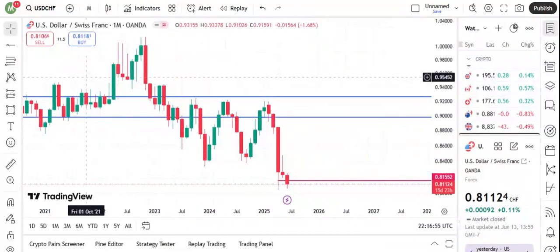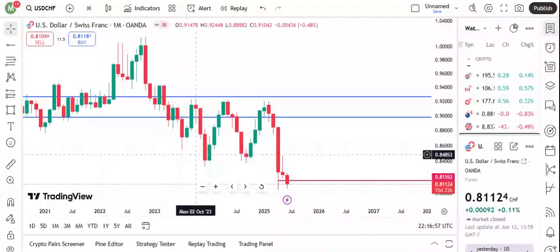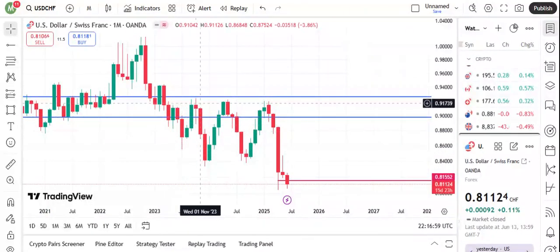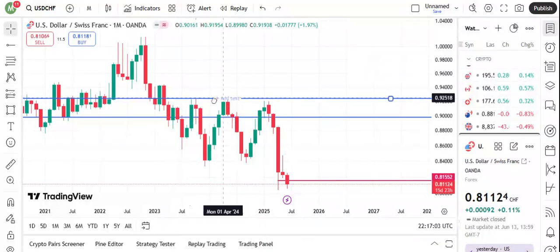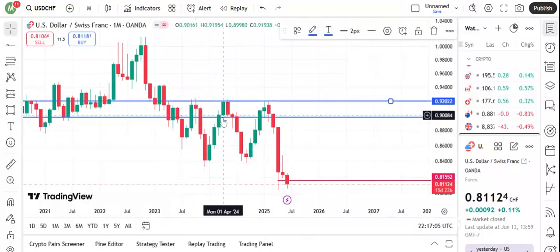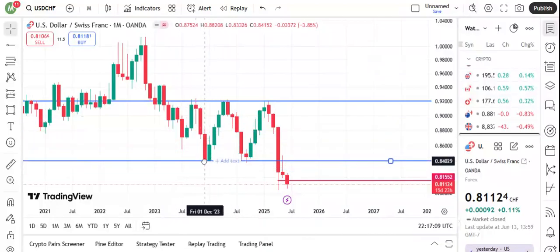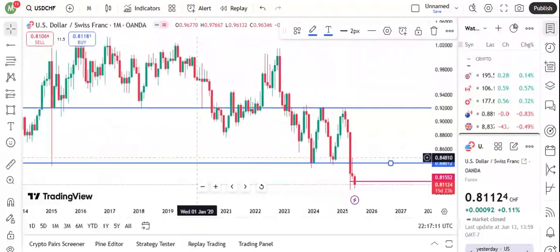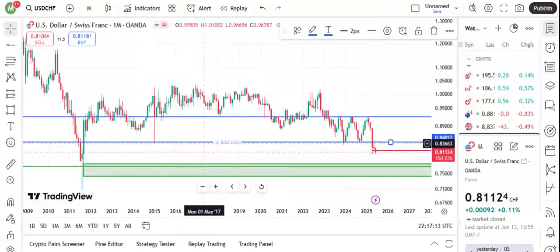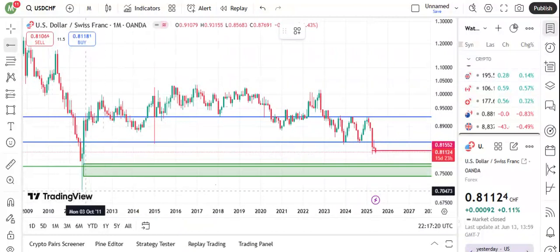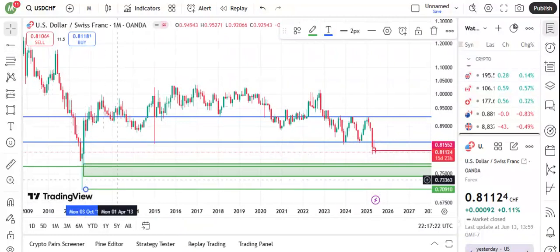So the first thing I want to do is mark the key significant areas that I know are very important. We have this zone here that I have as resistance, and monthly support, the most significant areas that I have to mark. Then we have another support here. So look at the support that I have, another support around this zone.